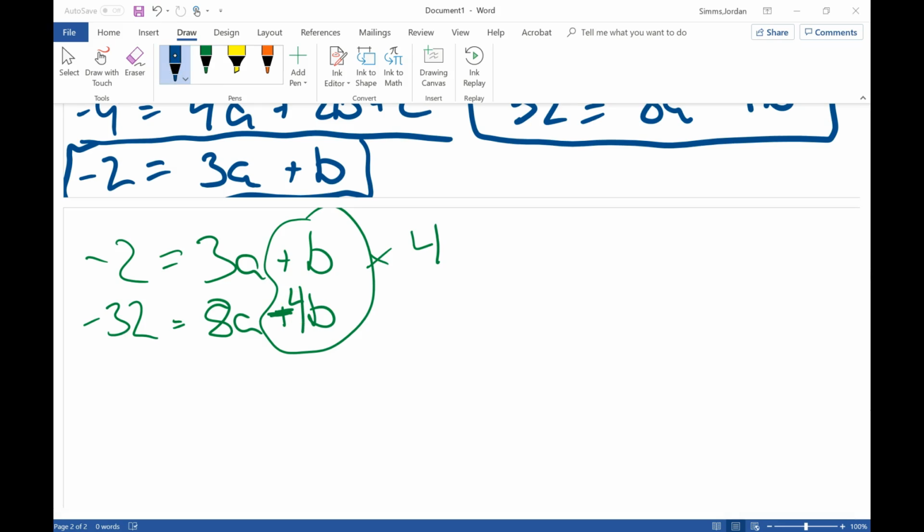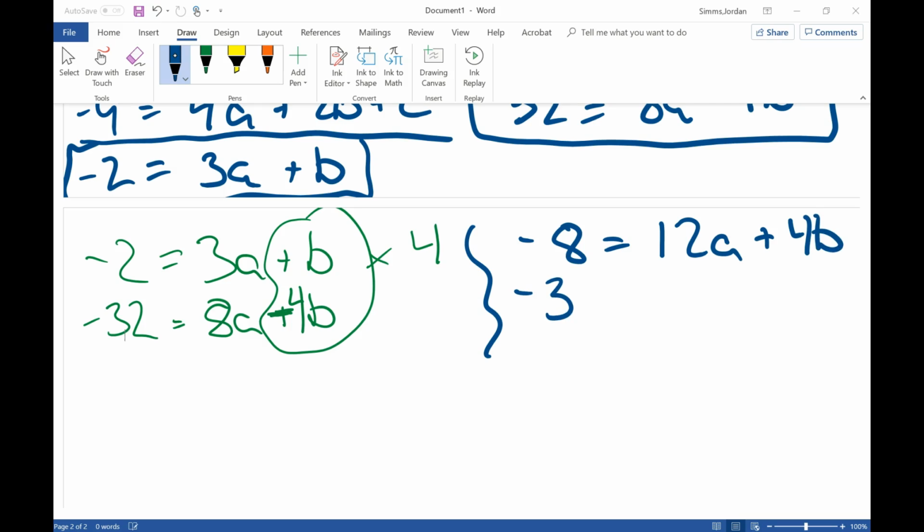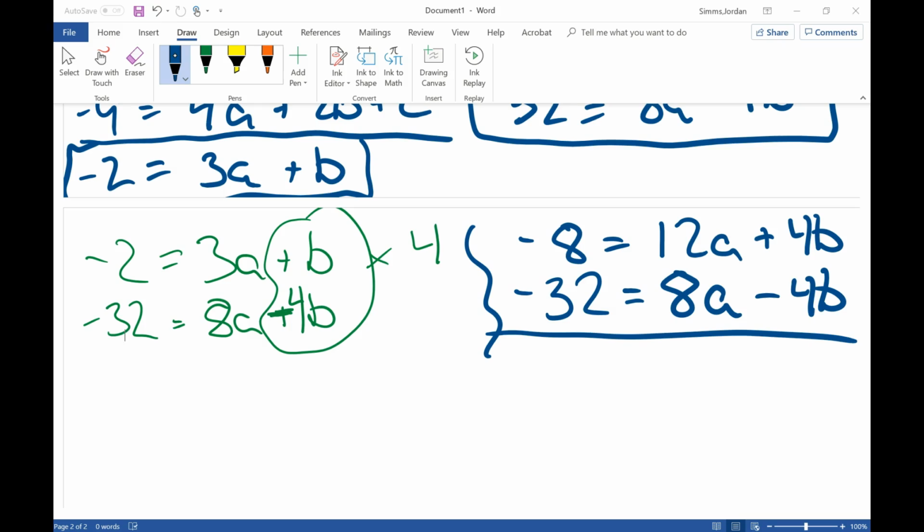So when I do that, I'm going to get 4 times -2, which is -8. 4 times 3a is 12a, and 4 times b is plus 4b. I'm going to add that to my equation 5, or whatever I called that, equation 5, right? Minus 4b. Okay, we'll combine that up. So I'm going to get negative 40 equals 20a, and our b's are gone.